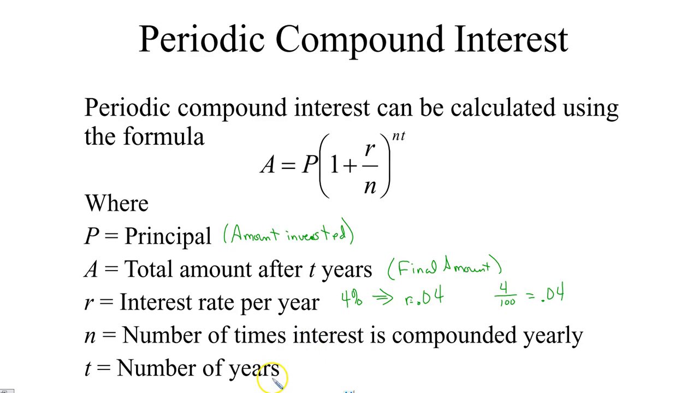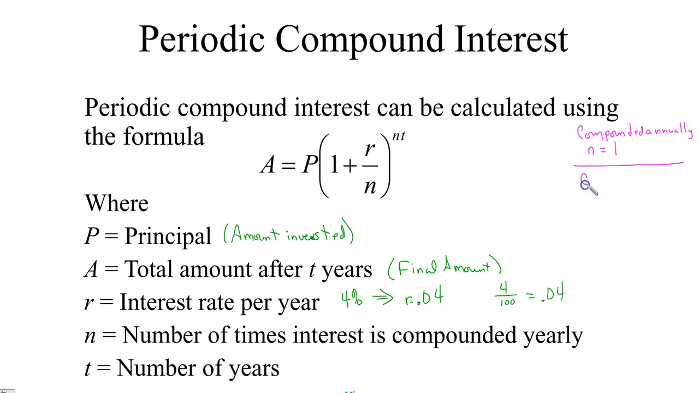And then T is going to be the number of years. So we have 4 basic numbers that we're going to use for N. Let me make you a chart. If the problem says compounded annually, that is the first possibility. Compounded annually means that N is equal to 1, so it's 1 time per year.